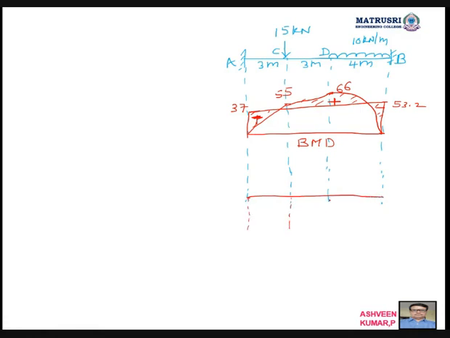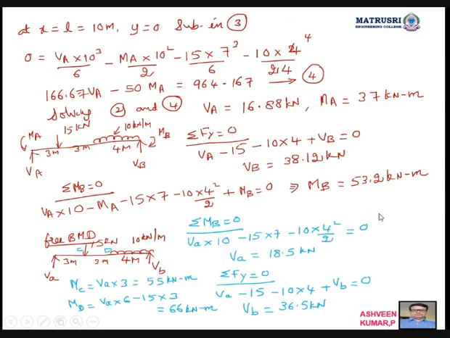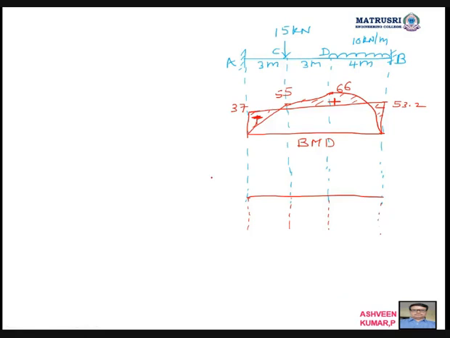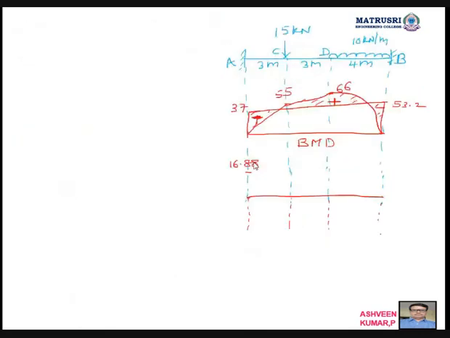So what we got here? Capital VA and VB. VA, VB, how much you got? VA 16.88. So 16.88 positive, you should take it here. Then VB 38.12. So 38.12 here I am taking. What is the load in between these two? There is no load in between these two. Understood, please? No load means constant.